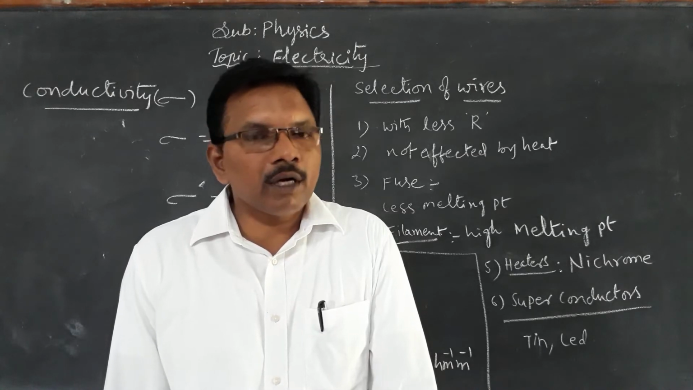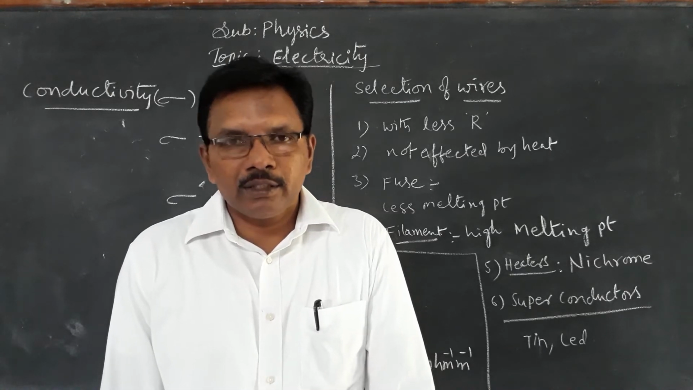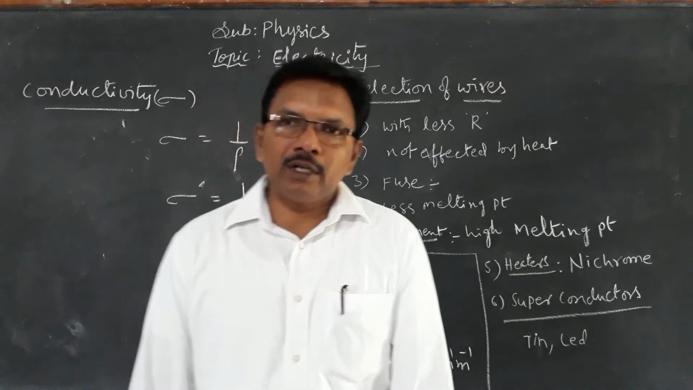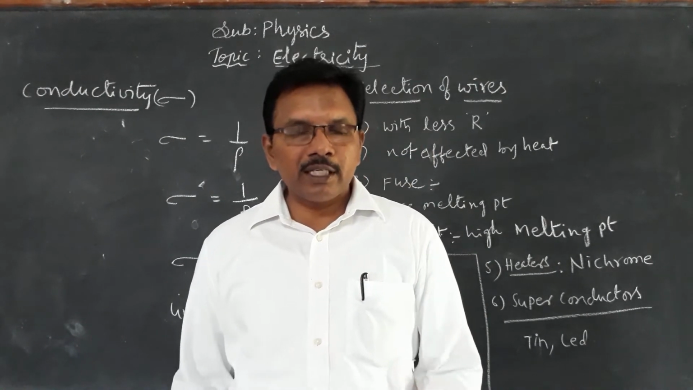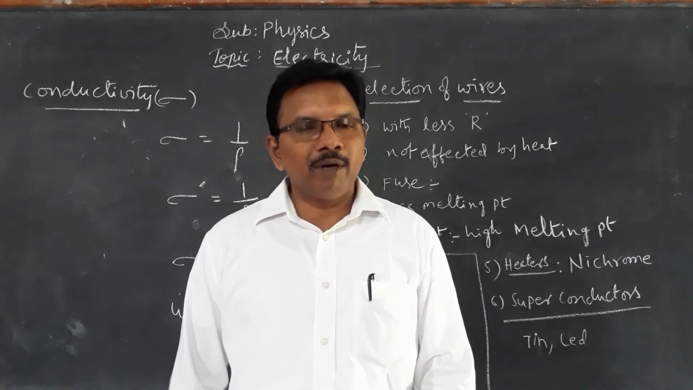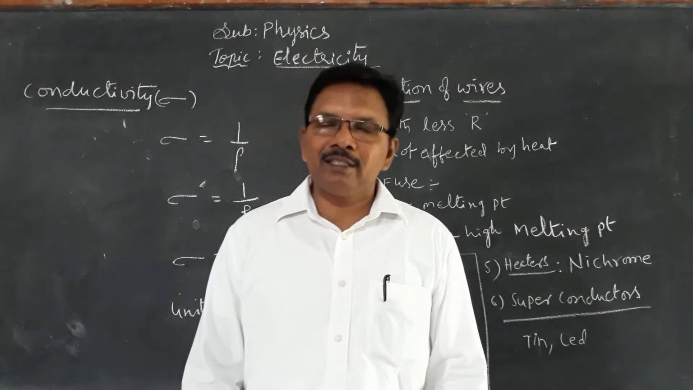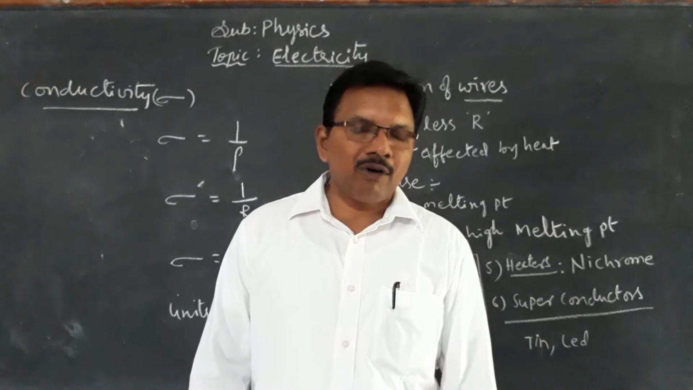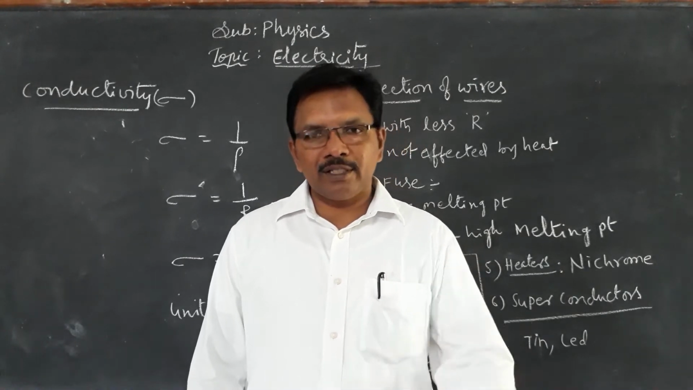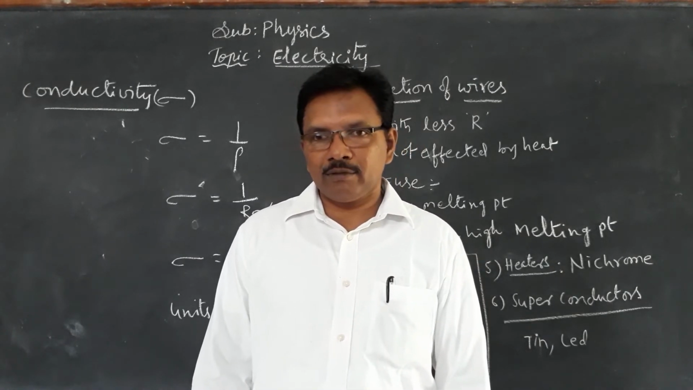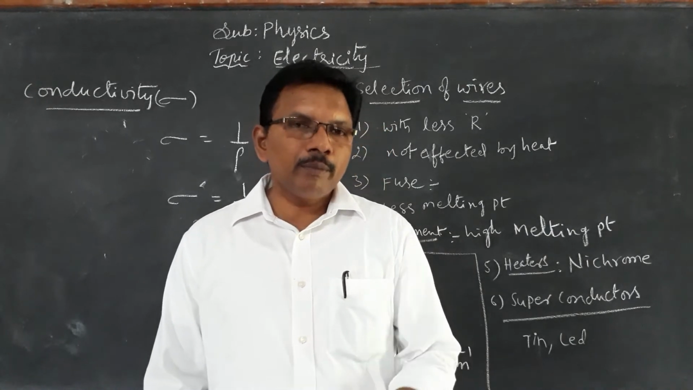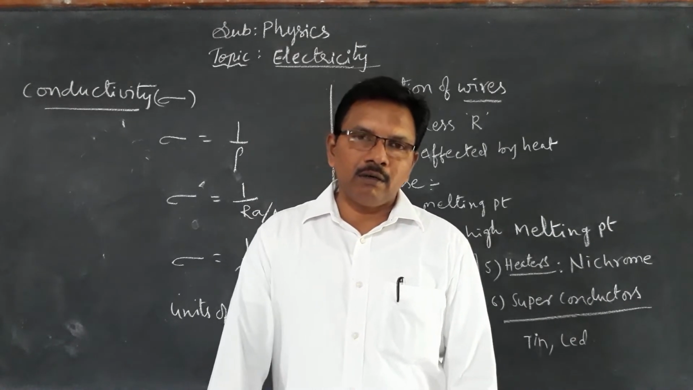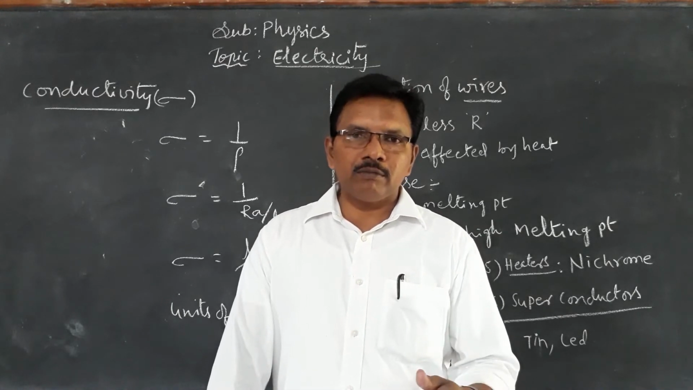Examples are aluminium, copper, silver. You know that silver has very less resistance than all other metals, but we cannot use it. Why? It's very costly, and it is difficult to purchase silver for wires. So that is why we don't use silver. We can use another one, better than that.